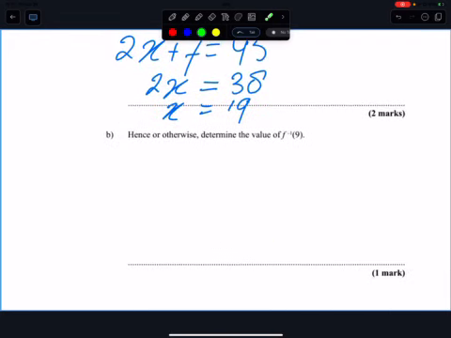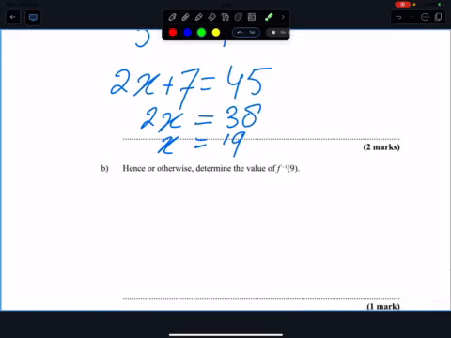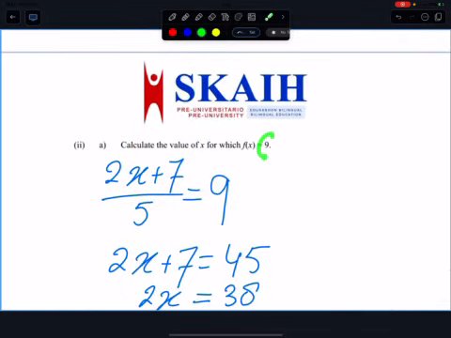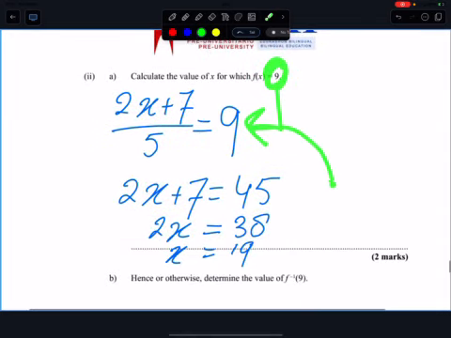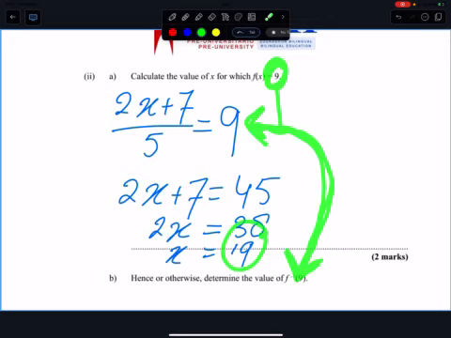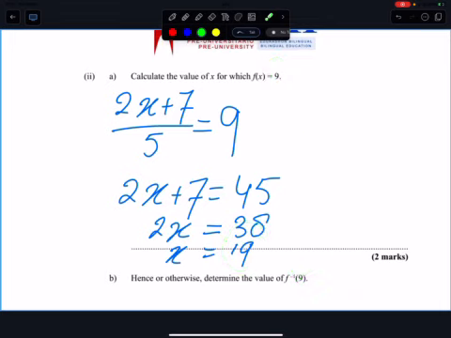This is a trick question. Why is it a trick question? Here they say fx is 9. If my answer is 9 and I place it in the inverse, what do you think my answer will be? This. It's a trick question. They already gave you the answer. Remember, when you do the inverse, x means the answer that you already received.